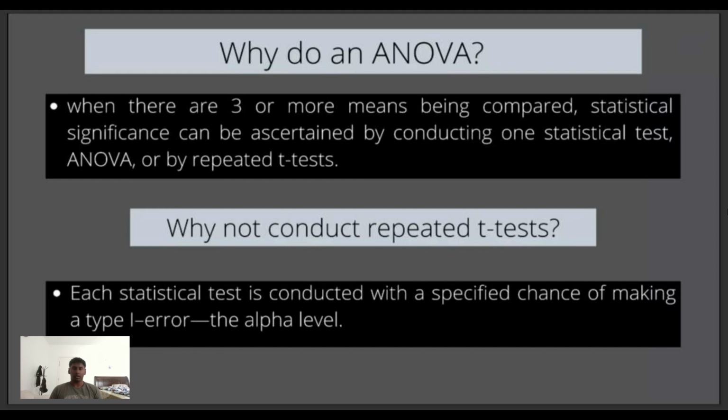Why do an ANOVA? When there are three or more means being compared, statistical significance can be ascertained by conducting one statistical test, ANOVA, or by repeated t-tests.